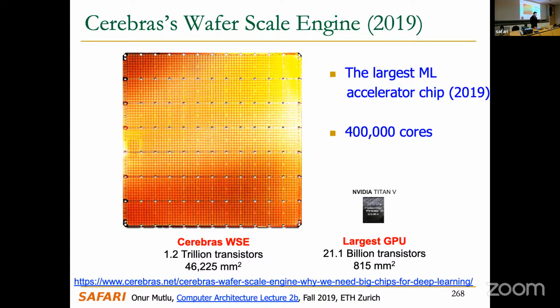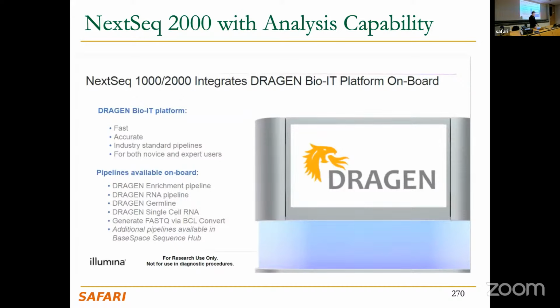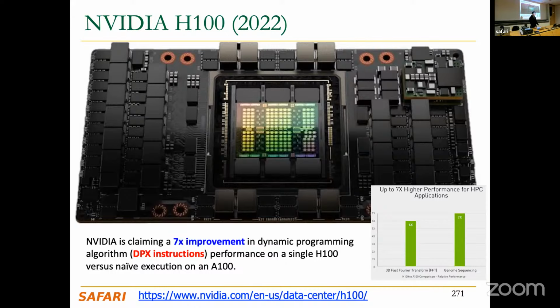This is Cerebras, the wafer scale engine. This is a huge ML accelerator with trillions of transistors to perform ML operations really fast. And this is the newer version of the Cerebras. So the question is, how can we utilize these new architectures to solve really important problems? This is the DRAGEN FPGA that I mentioned from Illumina, and this is the NVIDIA machine that I showed you before.